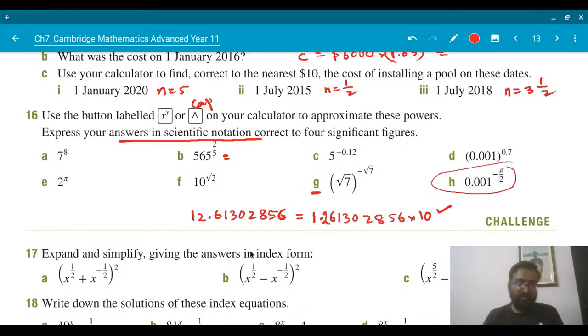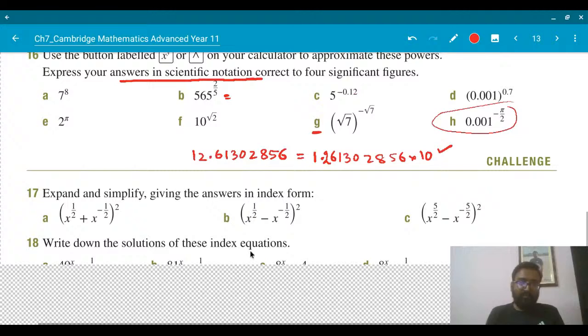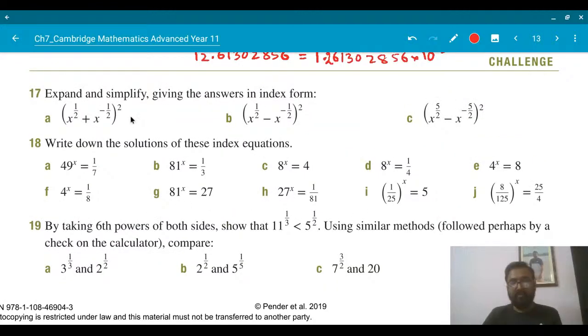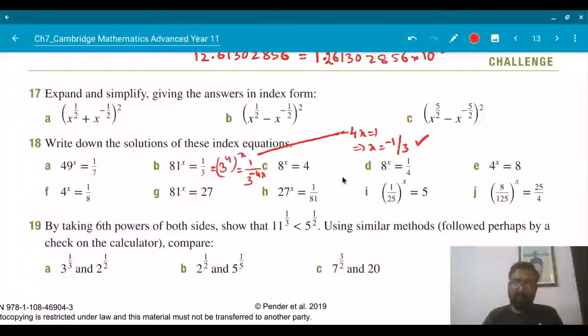Okay. So now you have to use the formulas to expand: a square plus b square plus 2ab, a square plus b square minus 2ab and all. Here it is 81 power x. It is 3 power 4 whole power x. It is 3 power 4x. 1 by 3 power minus 4x equals 1. So minus 4x equals 1 implies x equals minus 1 by 3. So this is a way of getting the number. Similarly, you can simplify all this.